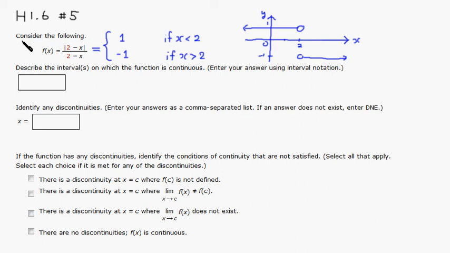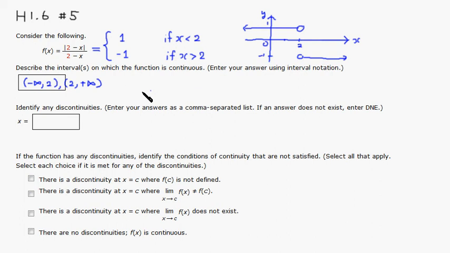Then we can answer these questions. Describe the intervals on which the function is continuous. You can see that it's continuous right here. There's no breakage. The only breakage happens at x equals 2, and other than that, it's okay. So we're going to draw 2 intervals. It's going to be negative infinity all the way to 2, and also 2 all the way to positive infinity. So it's all real numbers except for 2.